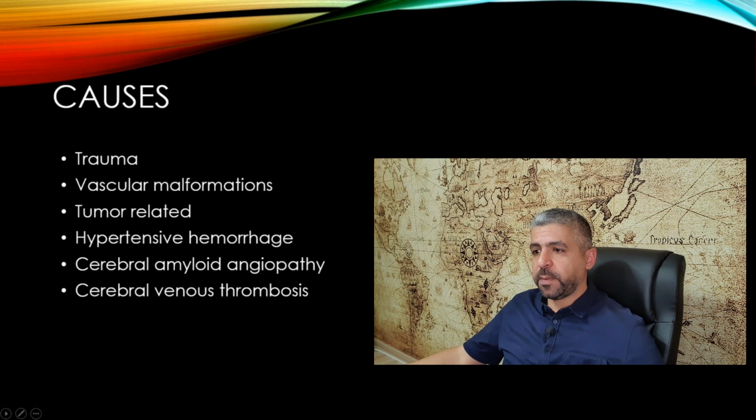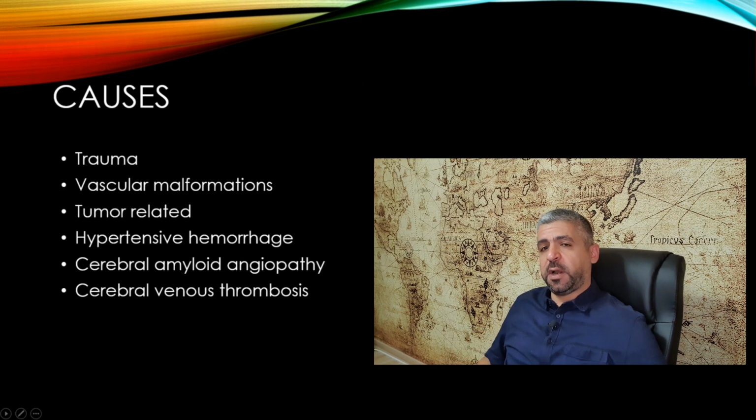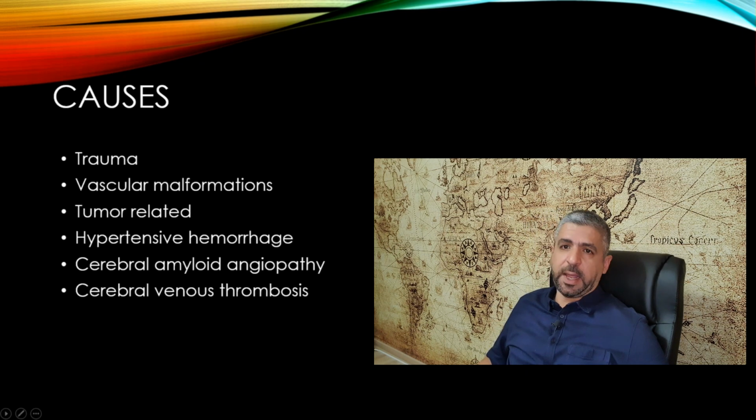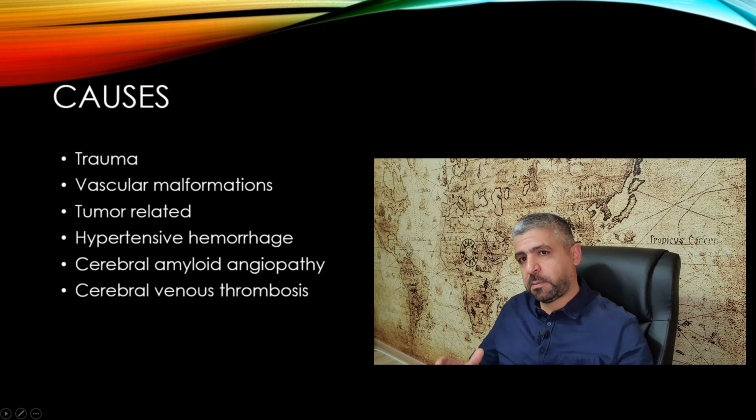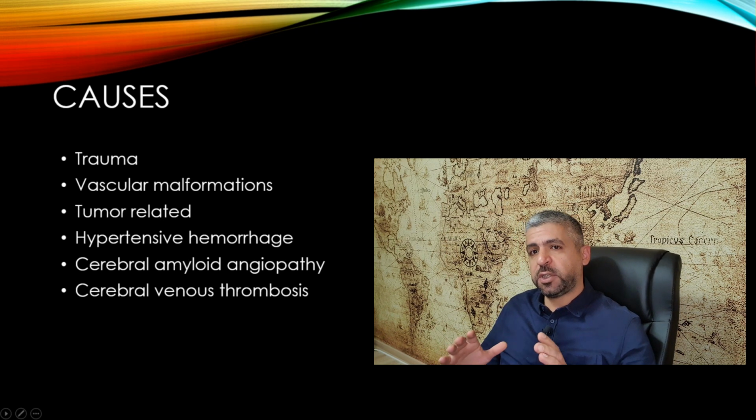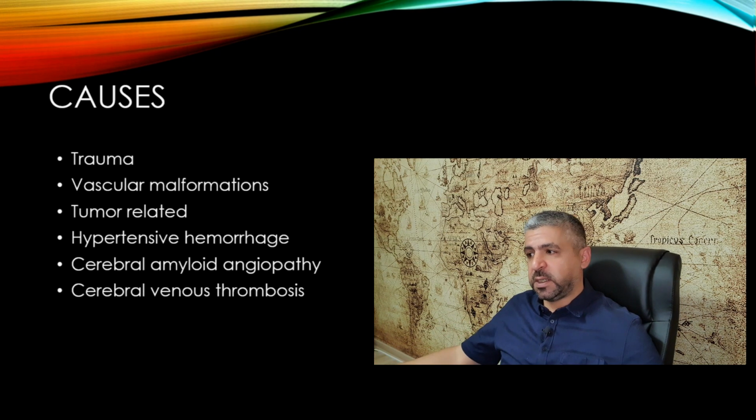So, what are the causes of intracranial hemorrhage? By far, the most common cause is trauma, of all types. However, other causes include vascular malformations, tumor-related, and hypertensive hemorrhages, which are quite common. Rarely, it's either cerebral amyloid angiopathy or cerebral venous thrombosis. So we will not go into the details of what every hemorrhage looks like based on its cause. We will just focus on the main categories and how they look on CT scan.